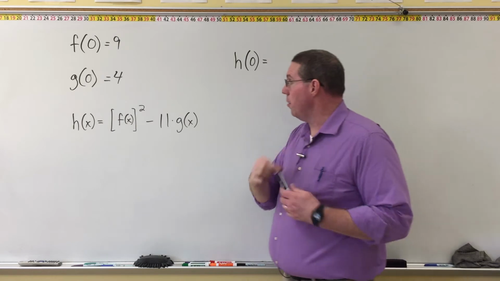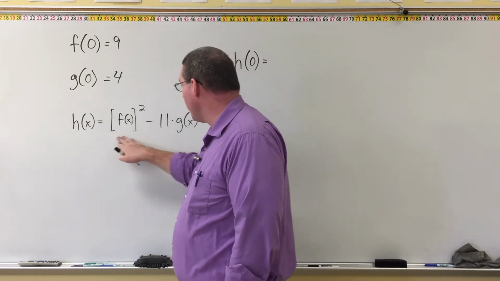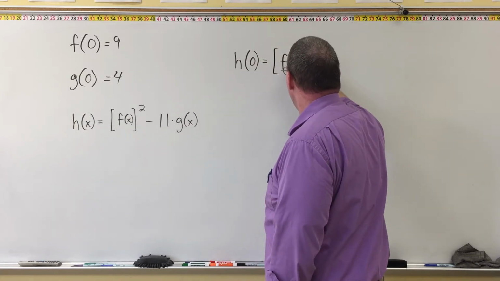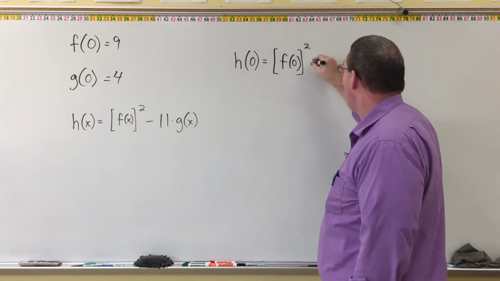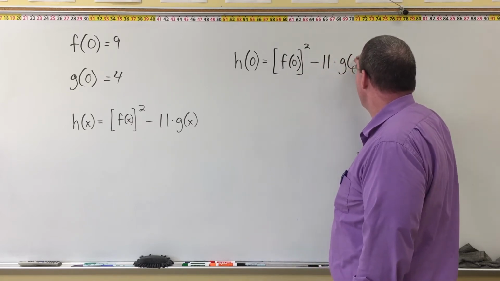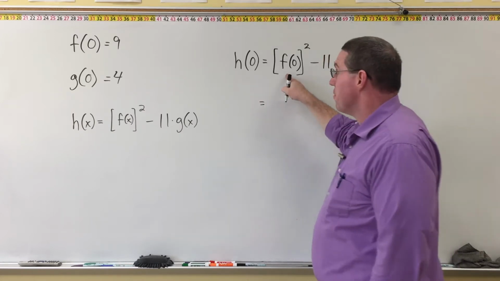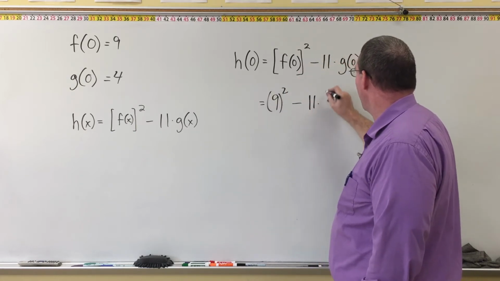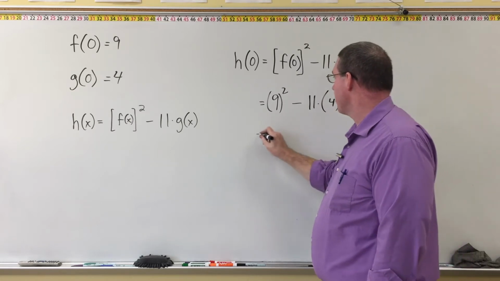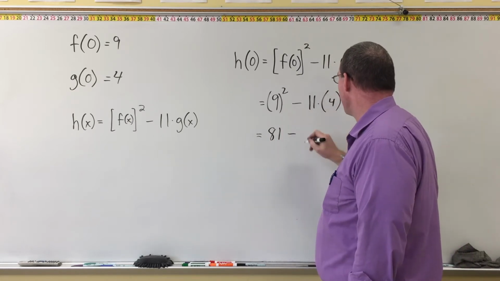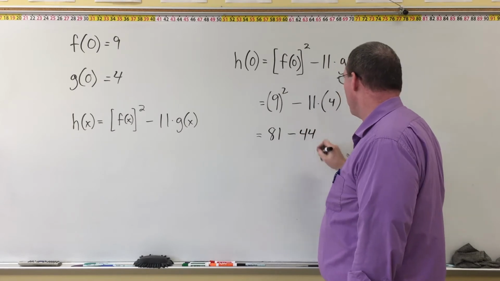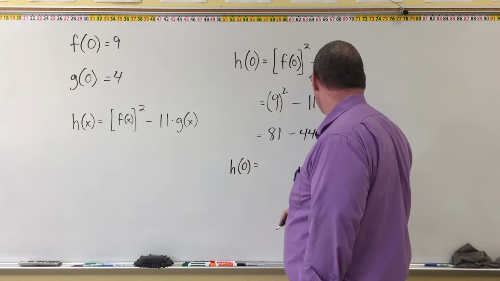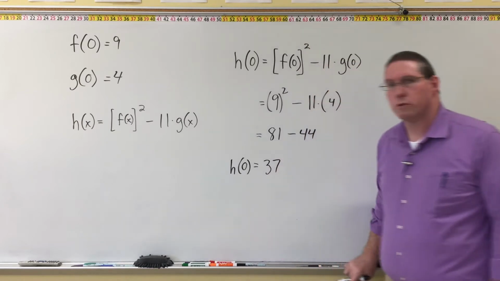All right, so h of 0 comes from h of x, so we're going to rewrite this whole thing, but we're going to replace all the x's with zeros. So what we're going to have here is f of 0 squared, right, minus 11 times g of 0, right? And so f of 0 is 9, so that's 9 squared minus 11 times g of 0, which is 4. And so this is going to become 81, because 9 squared is 81, minus 11 times 4, which is 44. And so h of 0 is 81 minus 44, that is 37, right? And so h of 0 is equal to 37, okay?